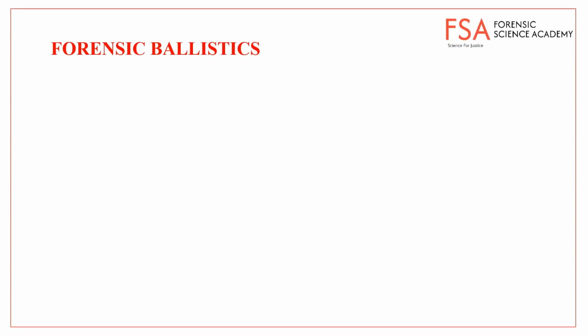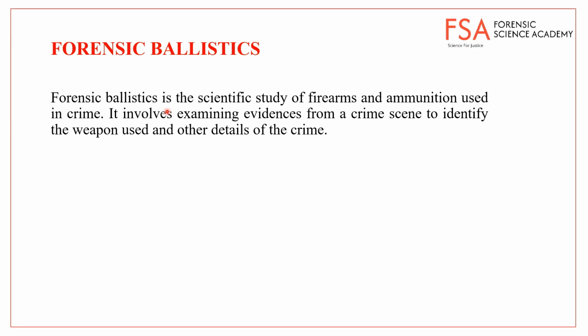Now coming to forensic ballistics. Forensic ballistics is the scientific study of firearms and ammunition used in a crime. It involves examining the evidences from a crime scene to identify the weapon used and other details of the crime. So forensic ballistics usually deals with the weapons used in a crime scene, the type of weapons, the type of bullets, the entry and the exit wounds, the patterns, the type of gunpowders used, etc. So this all comes under forensic ballistics.